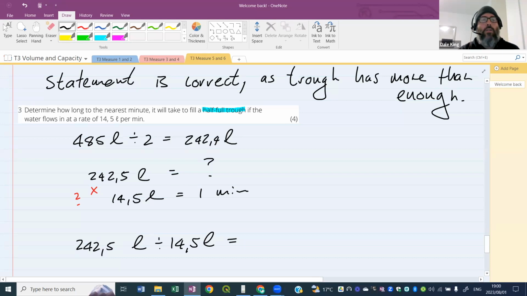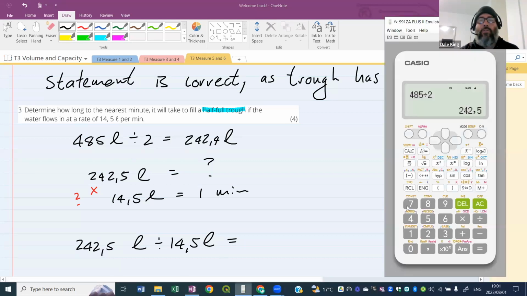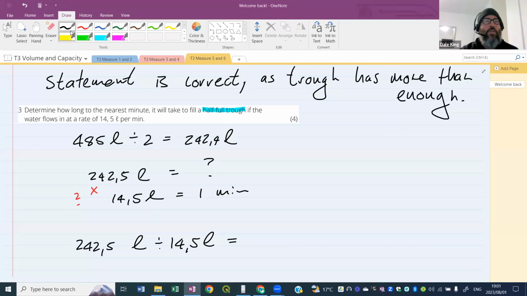Okay. There we go. So 242,5 divided by 14,5. I'm going to actually get this number and show it to you. You don't have to. You can go straight into the next step, but let's see what it looks like. This looks like 6. Oh, that's horrible. I'm not going to show that. Okay, so let's not even write that down.